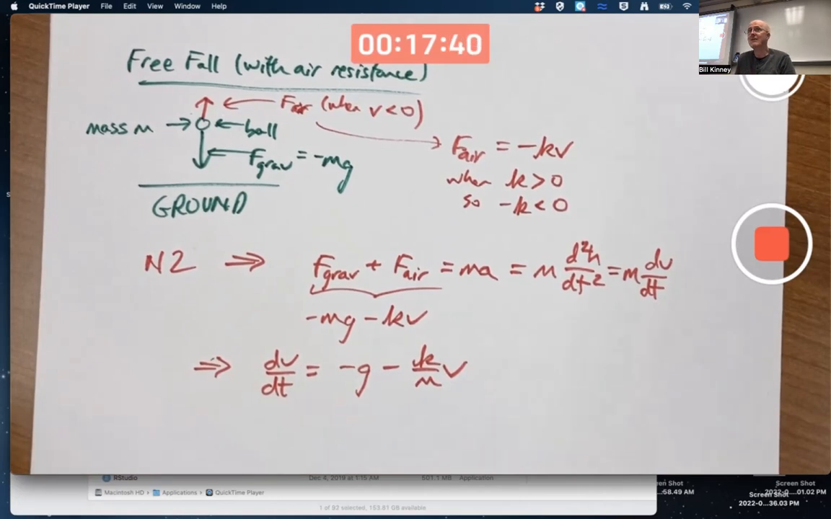I don't want to show you how to do that for such a complicated example here today, in case you haven't had differential equations. But it can be done.